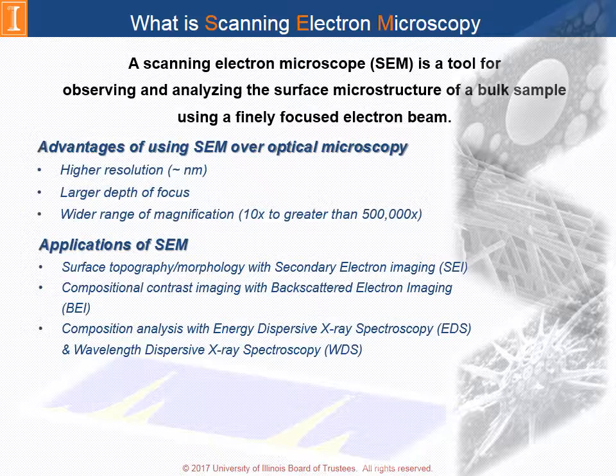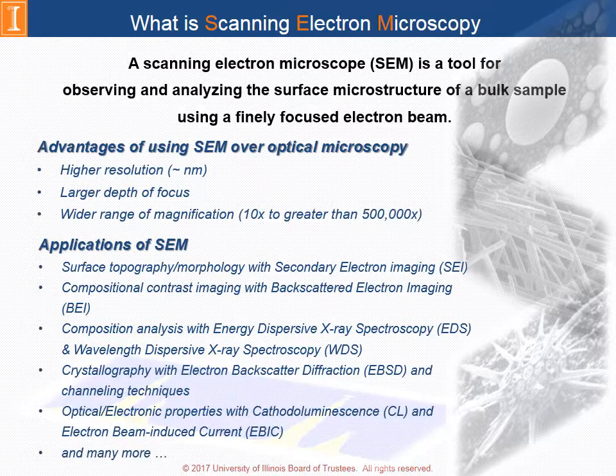Secondary electron imaging, backscattered electron imaging, and EDS. These three are the most common SEM applications, and they are available on most SEMs. However, with advanced analytical SEMs, we can also study crystallography with EBSD, which is electron backscattered diffraction, and also channeling techniques. We can even get optical or electronic properties with cathodoluminescence, CL, and electron beam induced current, EBIC.